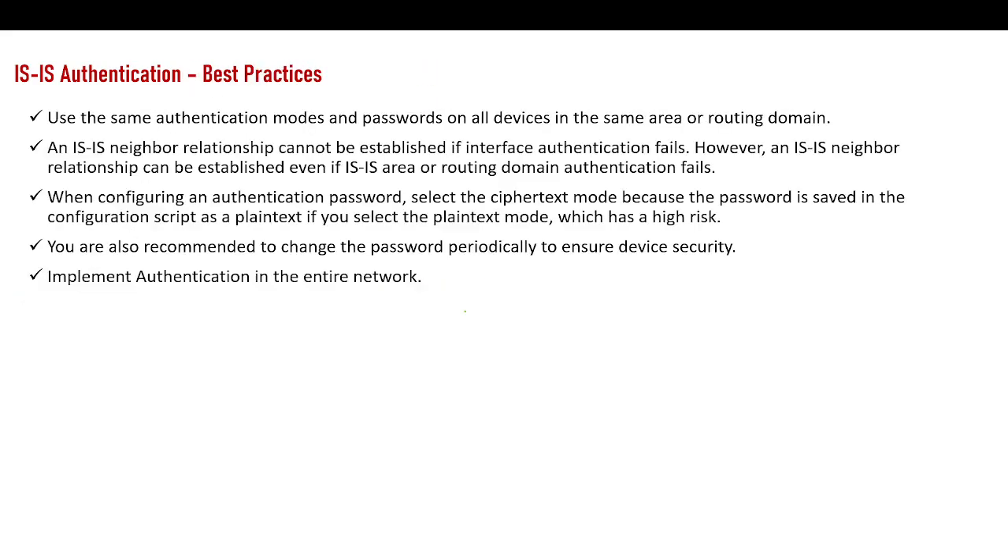So for the best practices, you need to use the same authentication modes and password on all devices in the same area. You cannot implement a simple password on one end and then implement MD5 on the other end. And even with these authentication parameters, if you configure the MD5 password on one end of the link, you also need to configure MD5 authentication with the same password on the other side of the link. Then the adjacency will come up. If you have a mismatch, the adjacency will fail to come up. So it's always good that you use the same authentication mode and password on all devices in the same area or routing domain.